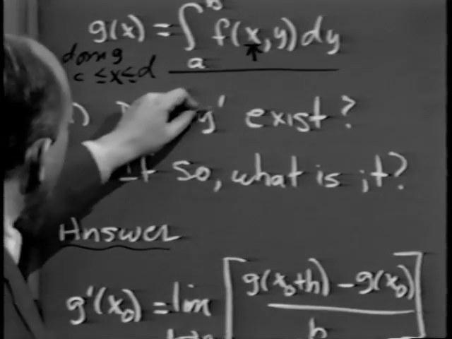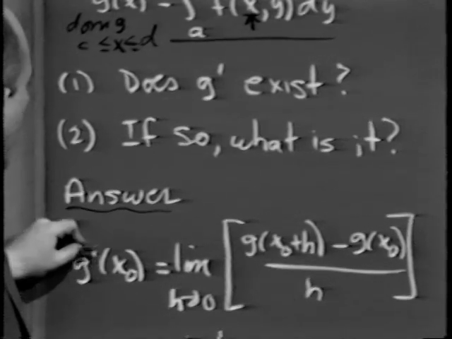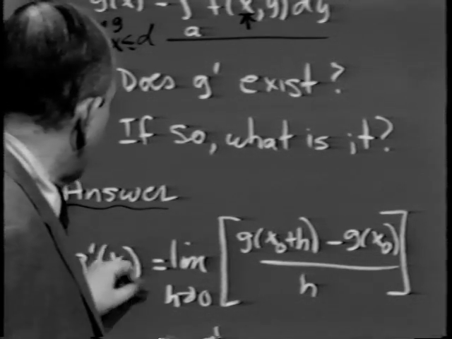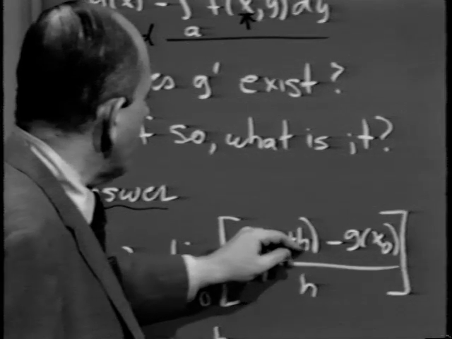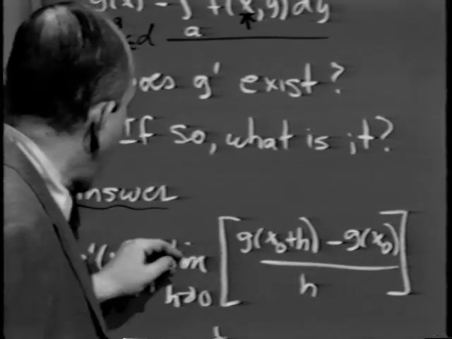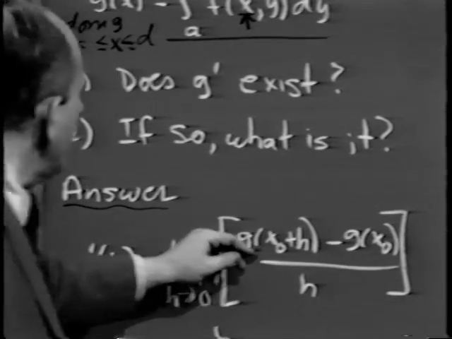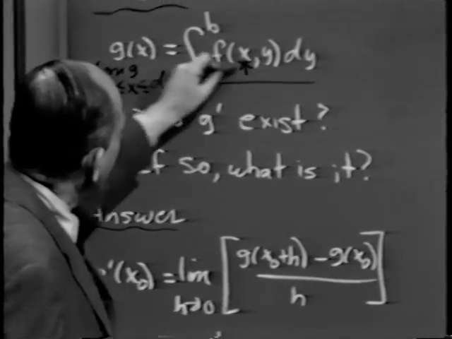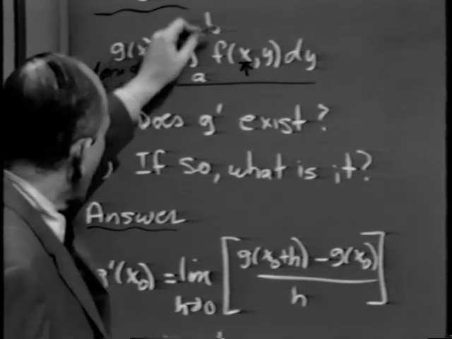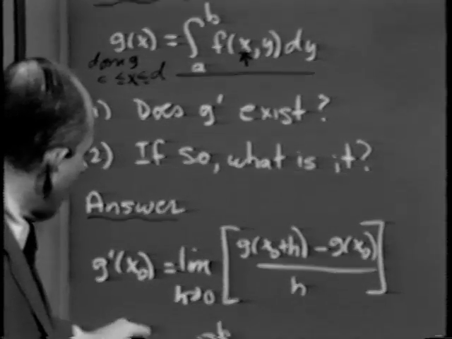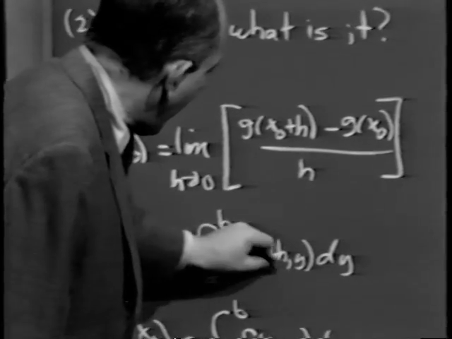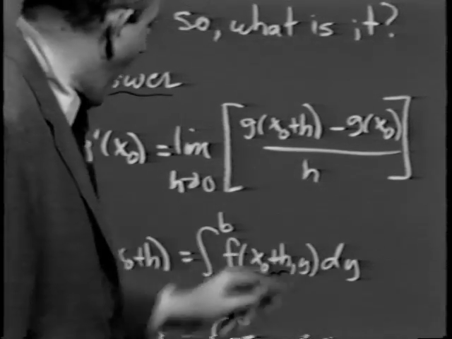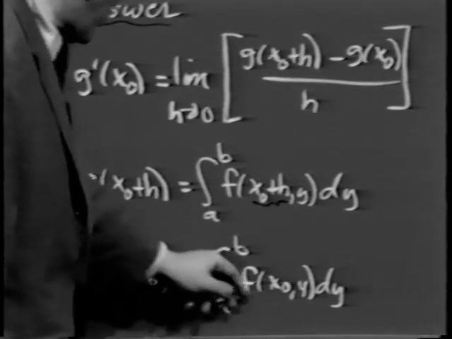First of all, to see if g prime exists at some value x0, what we have to do is, way back to the very beginning of part one, use the same old definition for an ordinary derivative. We have to compute the limit of g of x0 plus h minus g of x0, over h, taken in the limit as h approaches 0. Notice what the g machine does. It feeds x into the integrand here and integrates with respect to y from a to b. So if the input of my g machine is x0 plus h, that means x is replaced by x0 plus h. g of x0 plus h is simply the integral from a to b of f of x0 plus h comma y dy. Similarly, g of x0 is the integral from a to b of f of x0 comma y dy.